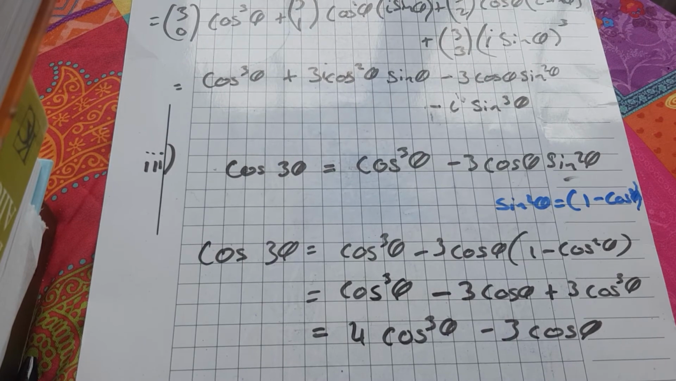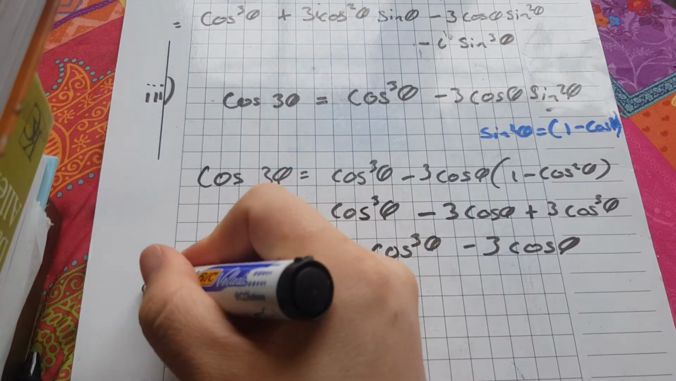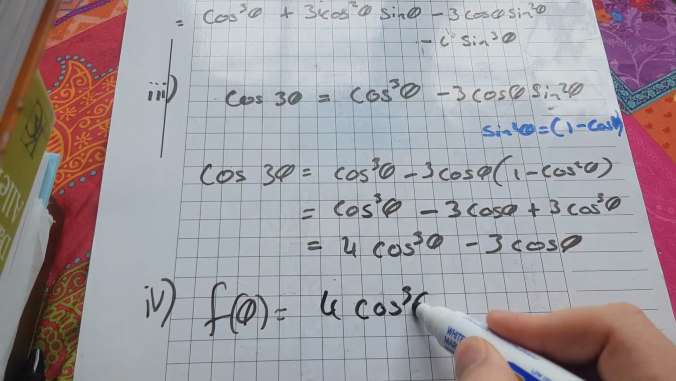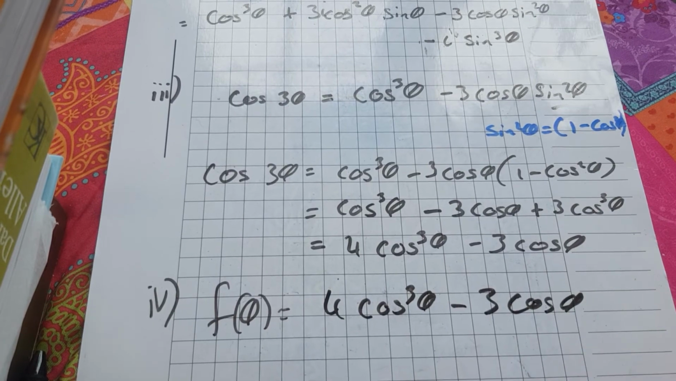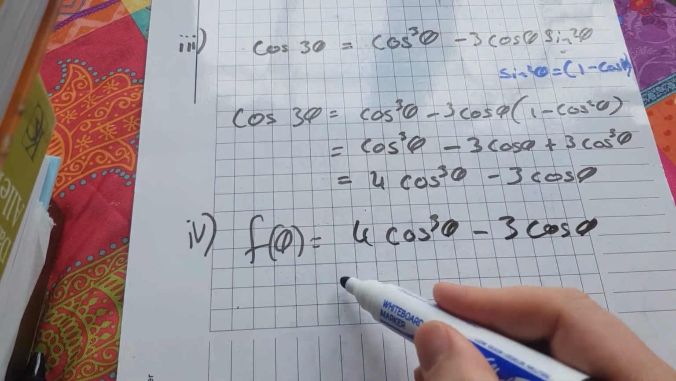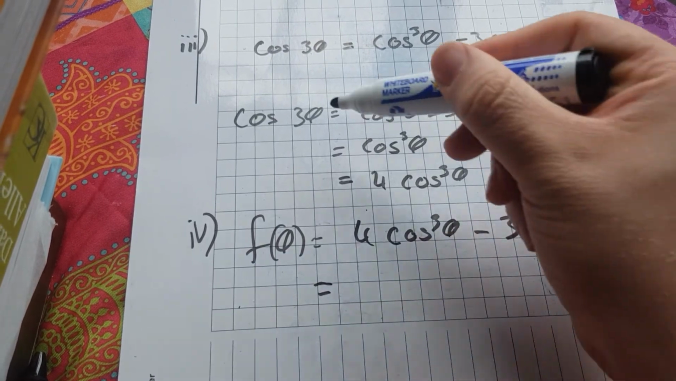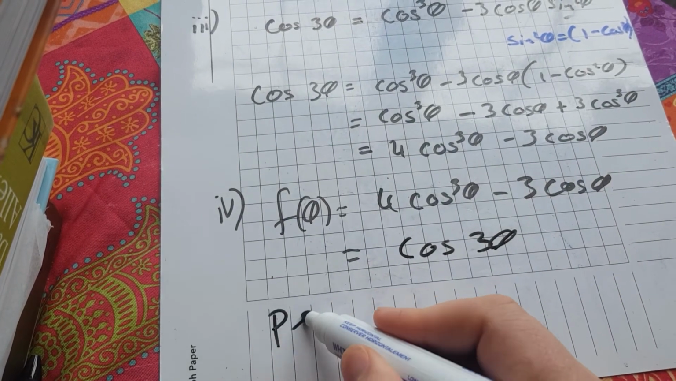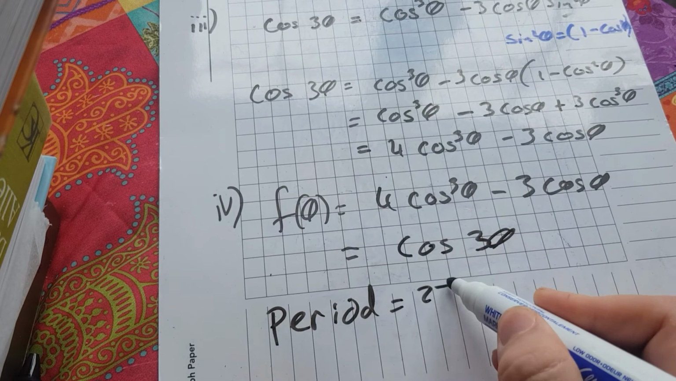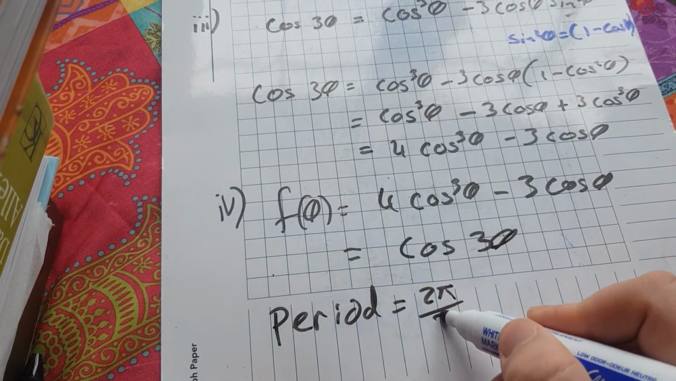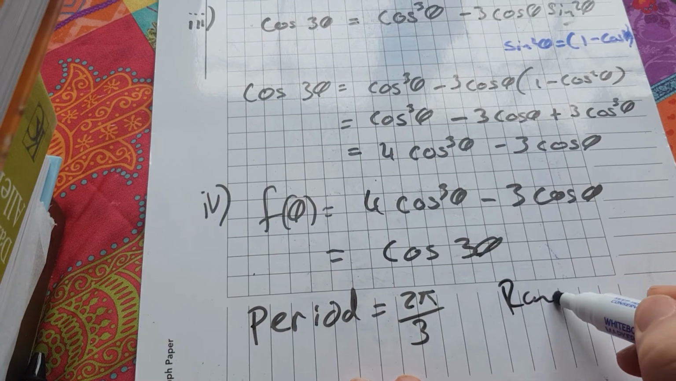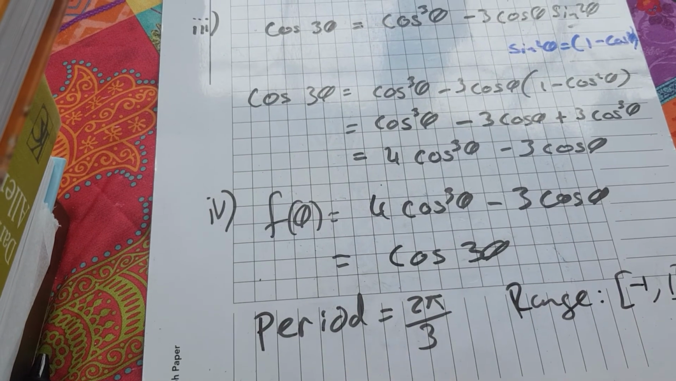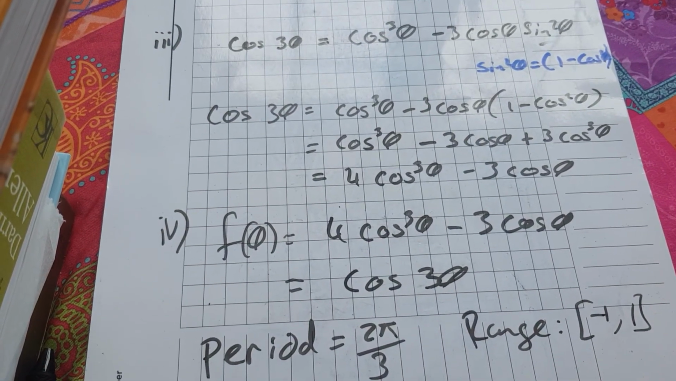Okay, apologies, I forgot to do part 4. Part 4, if f of theta is 4 cosine cubed theta minus 3 cosine theta, find the period and the range. Now, that's too confusing for this. What we need to use is the fact that this equals cosine 3 theta. So the period and the range for this is much easier. Period is 2 pi over, there's a 3 in front of the theta, so over 3. And the range, it's a single cosine, so it's minus 1 to 1. Okay, here we go.